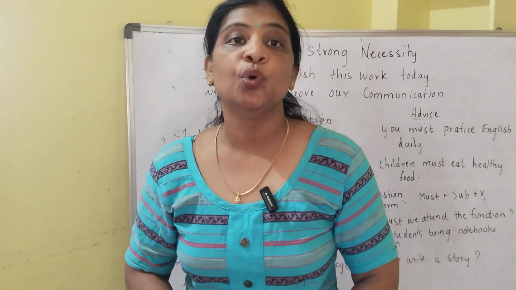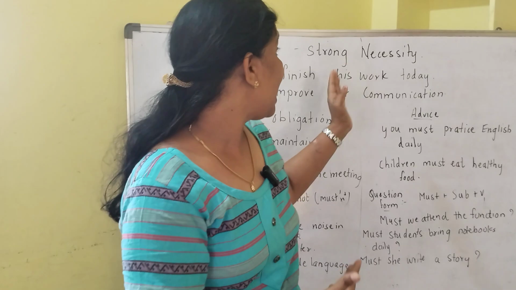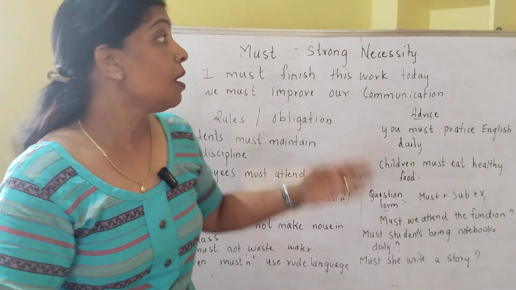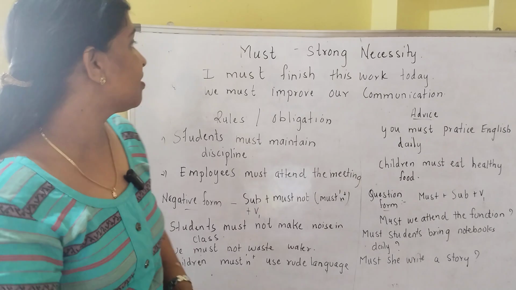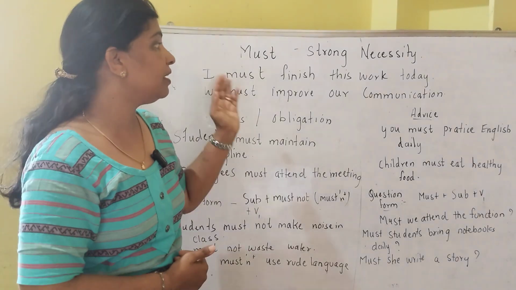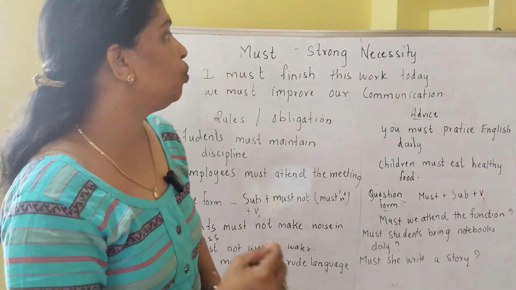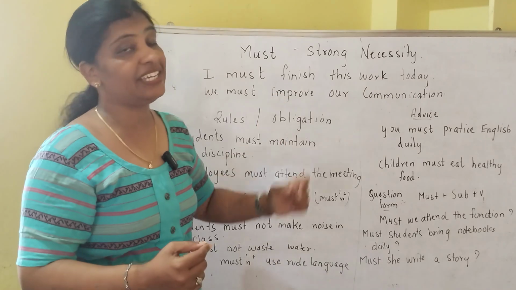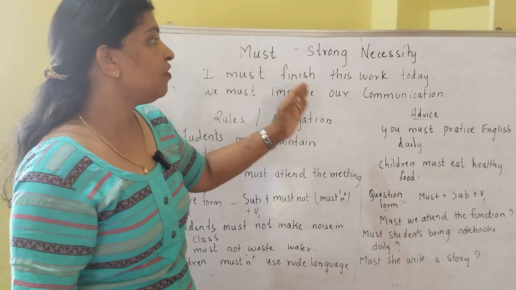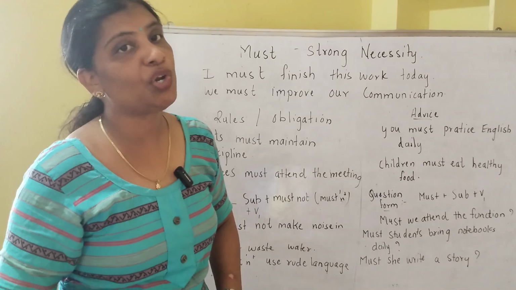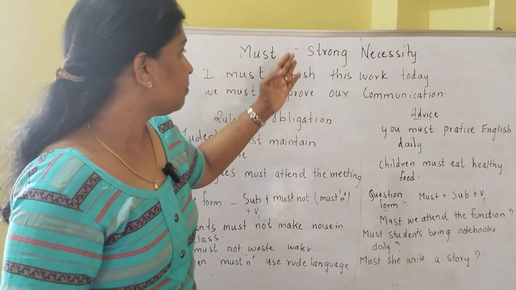Today I am going to start the last part of the modal verbs, that is must, for strong necessity. So must is used for strong necessity. Let's see the example. I must finish this work today. This sentence is saying that it is very important, or a necessity. I must finish this work today. In such a situation we use the modal must.